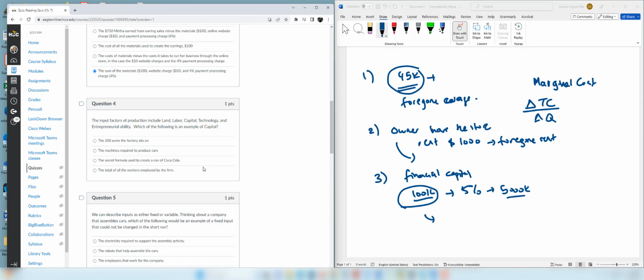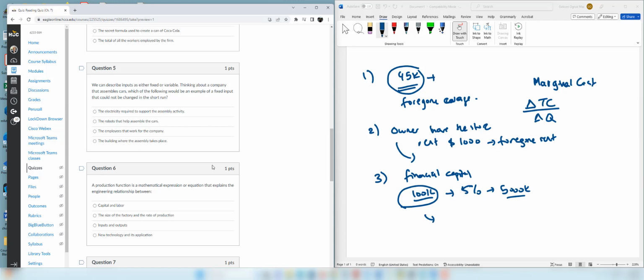The 200 acres the factory sits on is land. The machines required to produce cars is capital, physical capital. The secret formula used to create a can of Coca-Cola is entrepreneurial ability. The total of all the workers employed by the firm is the labor. So what is missing here? Technology. So if one of the options is a faster machine, then we will classify faster machine as technology.